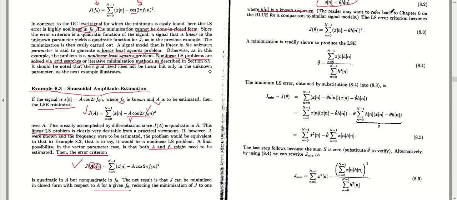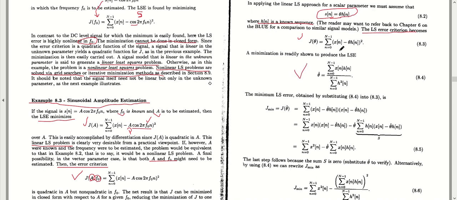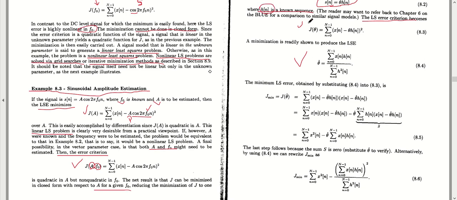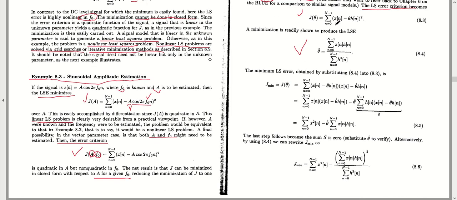The reader may want to refer back to chapter 6 of BLUE, but it doesn't matter here. The LS criterion becomes this, and minimization is readily shown to produce the LSE like this. But notice that h has to be known. It can be complicated, but it has to be known. So theta here will be something like this.